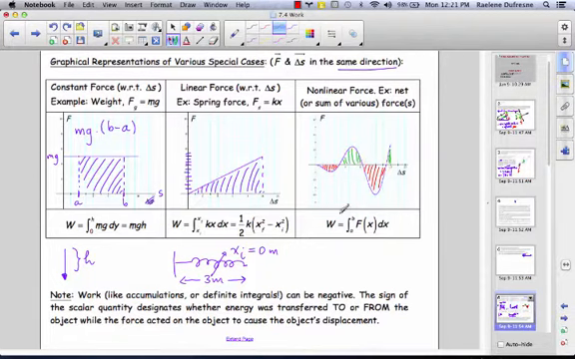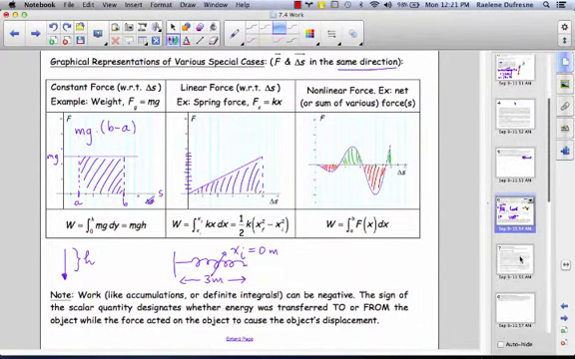And of course we express that with a definite integral. So note that work, because it is an accumulation from a definite integral, can be negative. The sign of the scalar quantity designates whether energy was transferred to or from the object, while the force acted on the object to cause the displacement of the object.